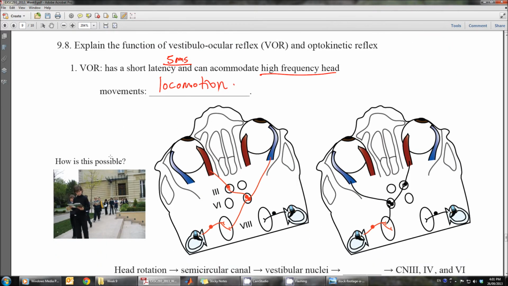So this VOR is responsible for us being able to read books while walking. You can try this and you realize you can actually do this. It's not as dizzy as you think. It's different from a camera because we have this reflex mechanism. So how does it work?